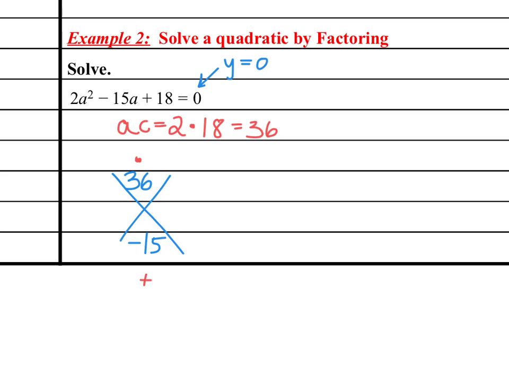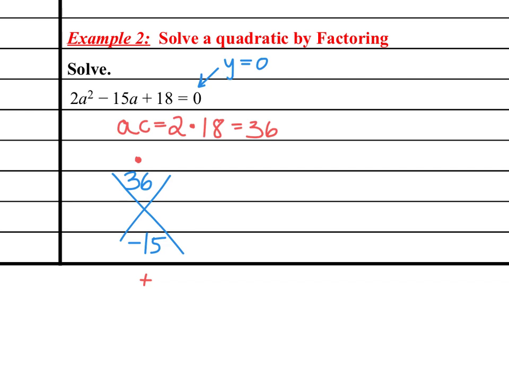Discuss, please, what could those two numbers be? If you're not sure, you could start dividing in your calculator by 2, by 3, by 4. Think about some factors of 36. We're going to have two negatives.